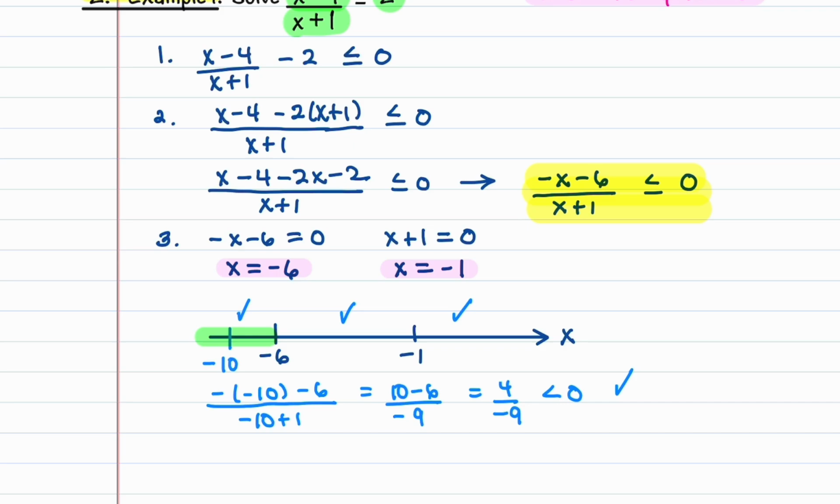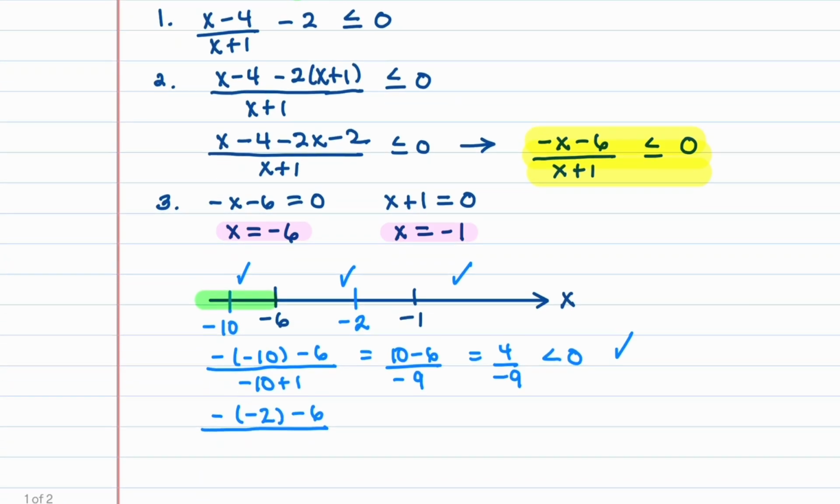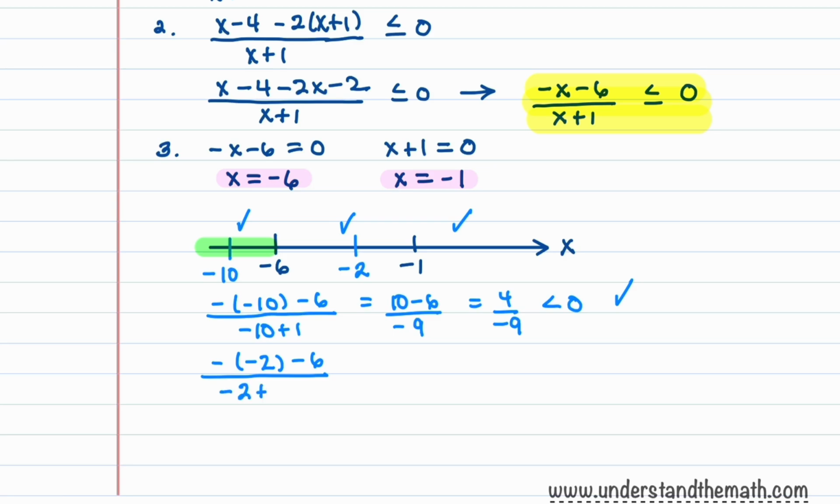Now let's pick a number between -6 and -1. I'm going to choose -2. Again, the spacing totally doesn't matter. We're going to plug -2 into our inequality that's highlighted in yellow. And this gives us (-2 - 6) all divided by (-2 + 1).